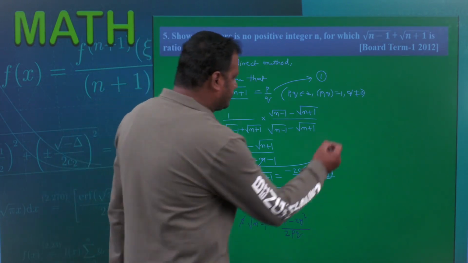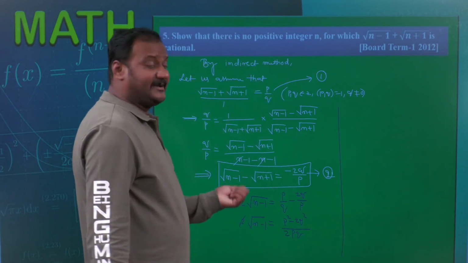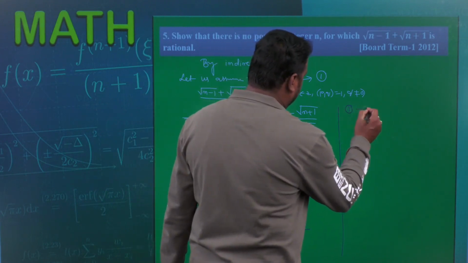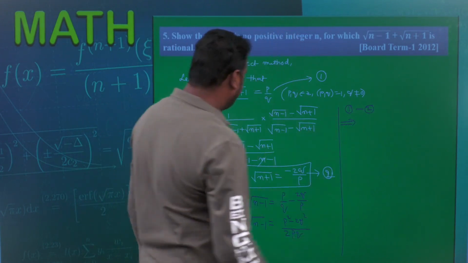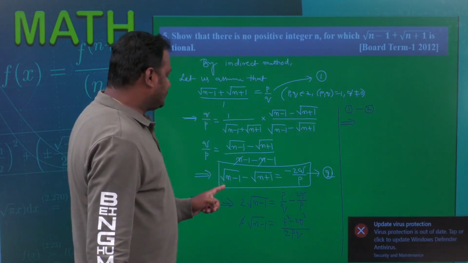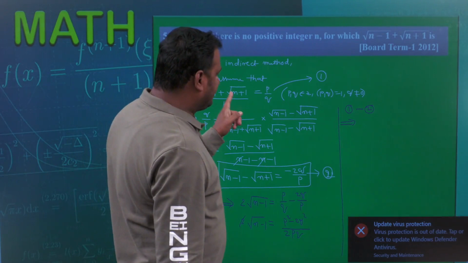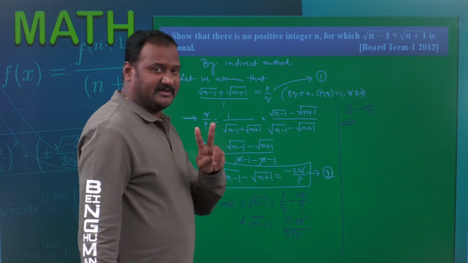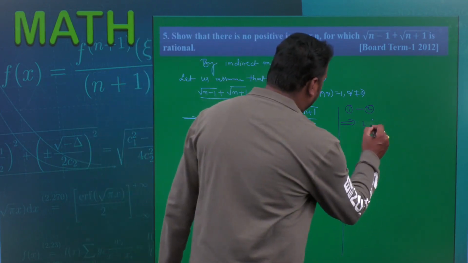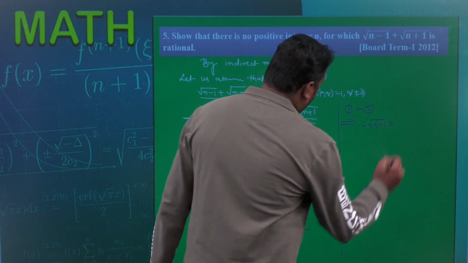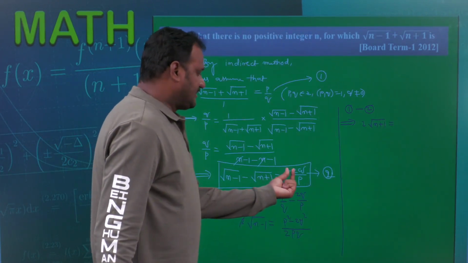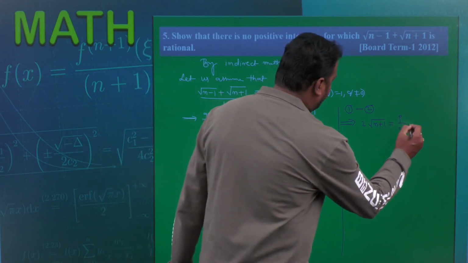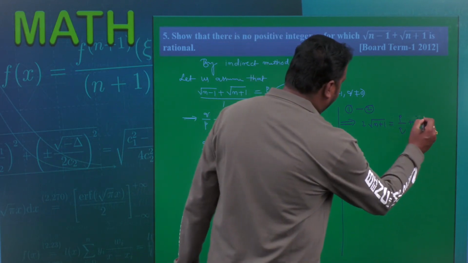And similarly, I would get the value of root over n plus 1 also by subtracting the second equation from the first one. So first equation minus second equation: root over n minus 1 minus root over n minus 1 gets cancelled. This is root over n plus 1 minus of minus, plus root over n plus 1, becomes 2 root over n plus 1. So 2 root over n plus 1 is equal to p by q minus of minus 2q by p, which is nothing but plus. So p divided by q plus 2q divided by p.